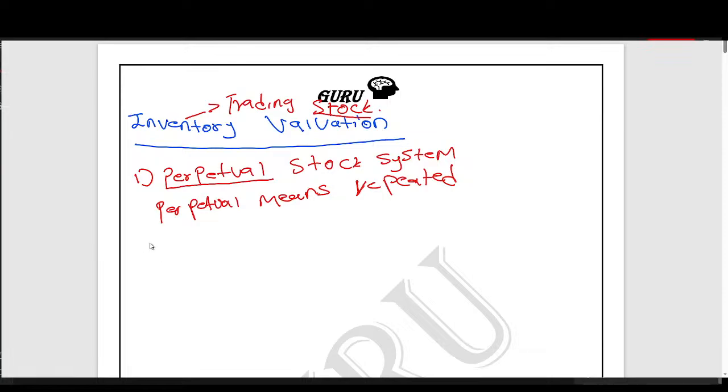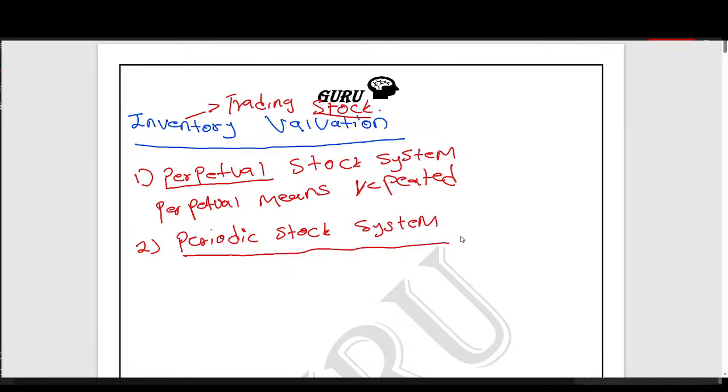Then let's talk about the second stock system that we have. We have the periodic stock system. Like what we did with the perpetual, we know what the stock means, we know what the system is. So what does the word periodic mean in accounting? The word periodic means occasional.